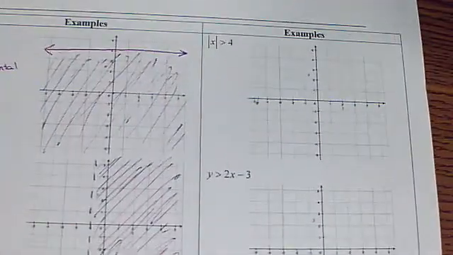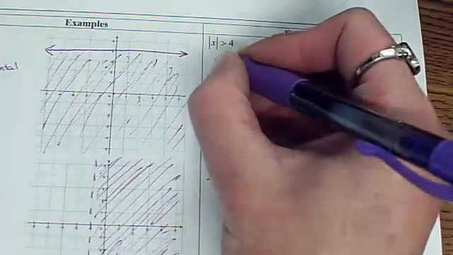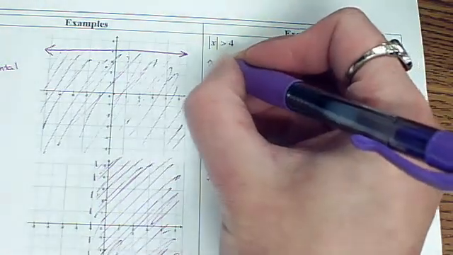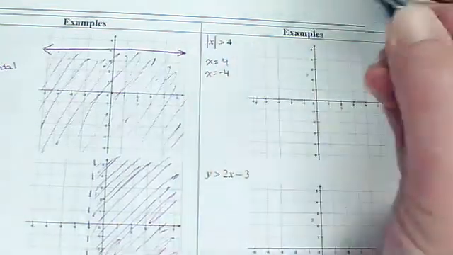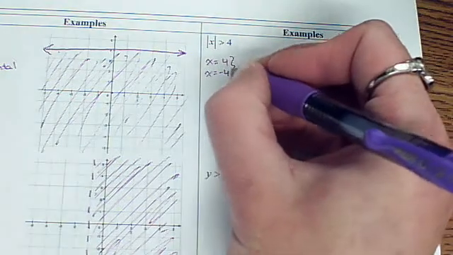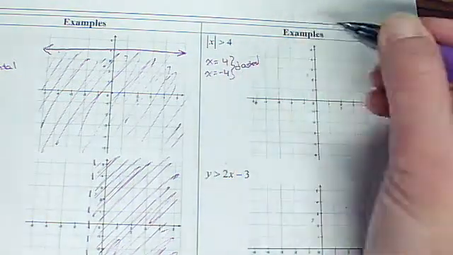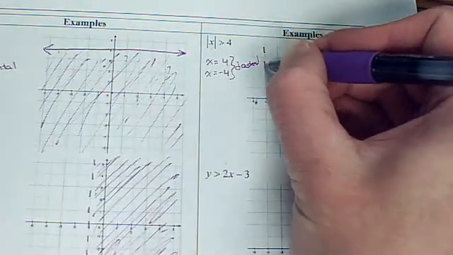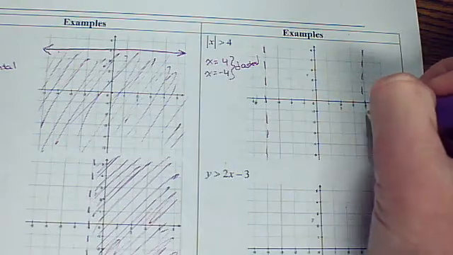Ooh, absolute value of x is greater than 4. Think we're going to have the same situation? Exactly. We're going to have our boundary lines at x is 4 and at x is negative 4. Now, are those going to be solid or dashed lines? My boundary lines this time are going to be dashed. Here's where x is negative 4. Here's where x is positive 4.